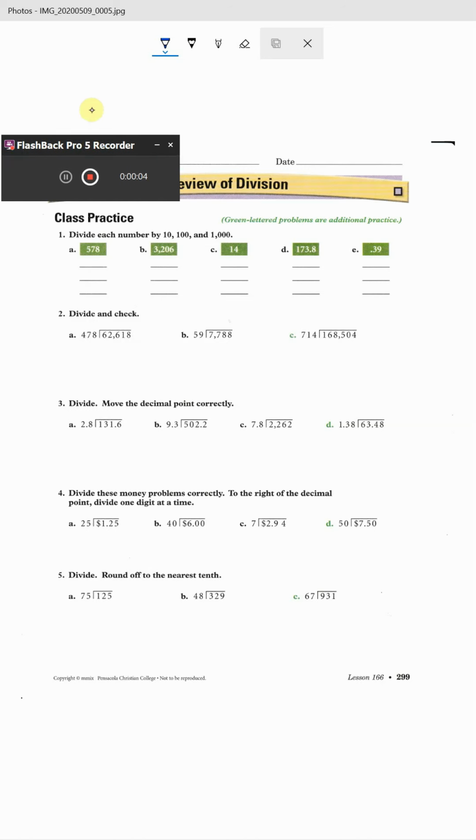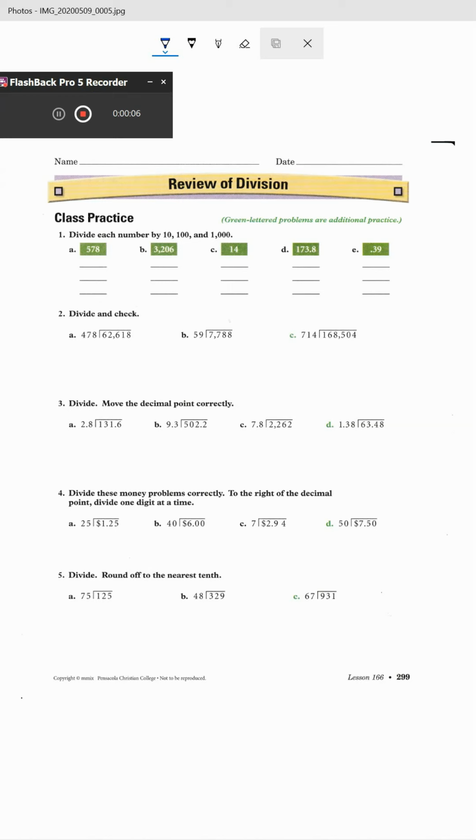All right, today we're going to do lesson 166 together. How you guys holding up? Almost done. Here we go.